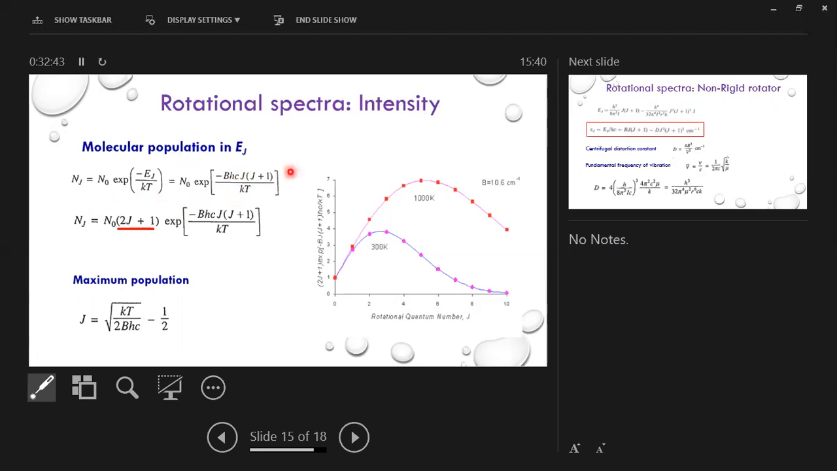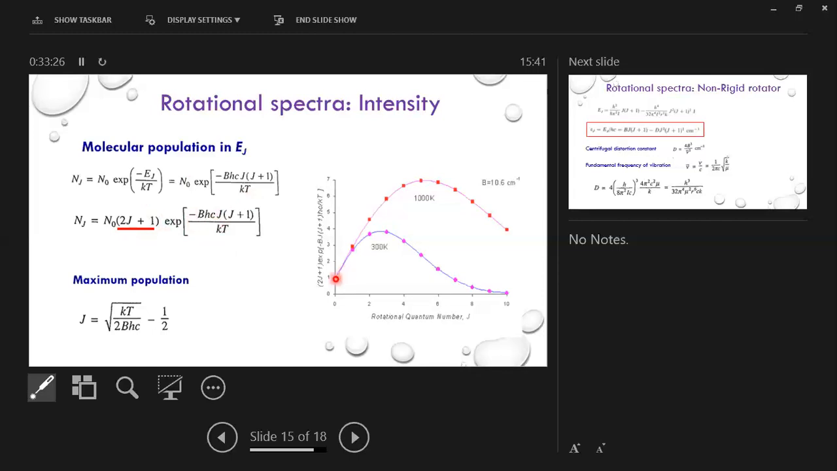And another thing is there. There is the degeneracy of the levels, because since this is angular momentum, for each J value there are 2J plus 1 orientations of the angular momentum vector. So the higher the degeneracy, the higher the probability of molecular occupancy. So it is also proportional to the degeneracy of the states. So the number of molecules in a state is equal to n0 into the degeneracy 2J plus 1 into the Boltzmann factor, e to the power minus Ej by kT.